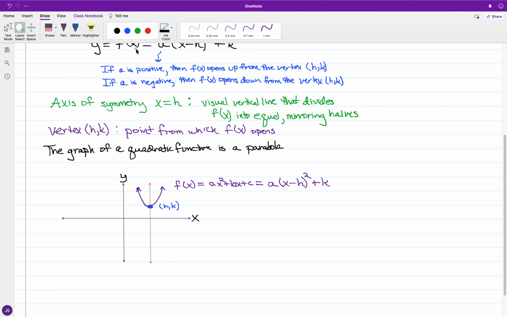All right. So for what we have here, the graph is opening upward. This means, in this scenario, that the letter a is positive. And because a is positive, the graph of f of x opens up, and it's going to open up from the vertex (h, k).